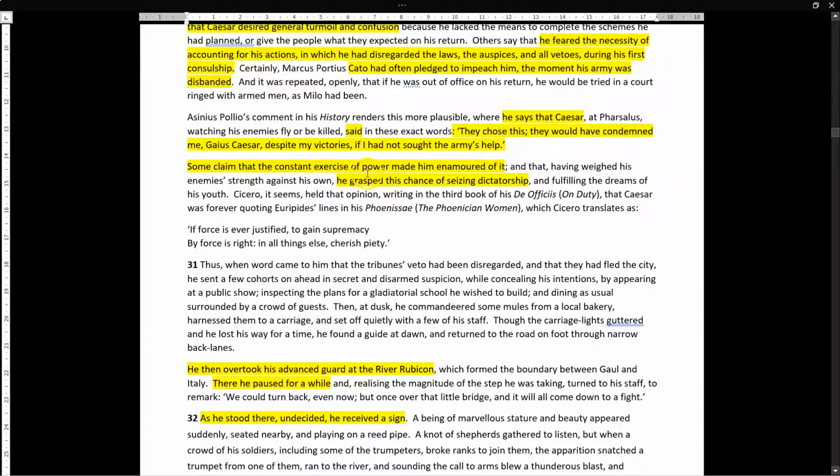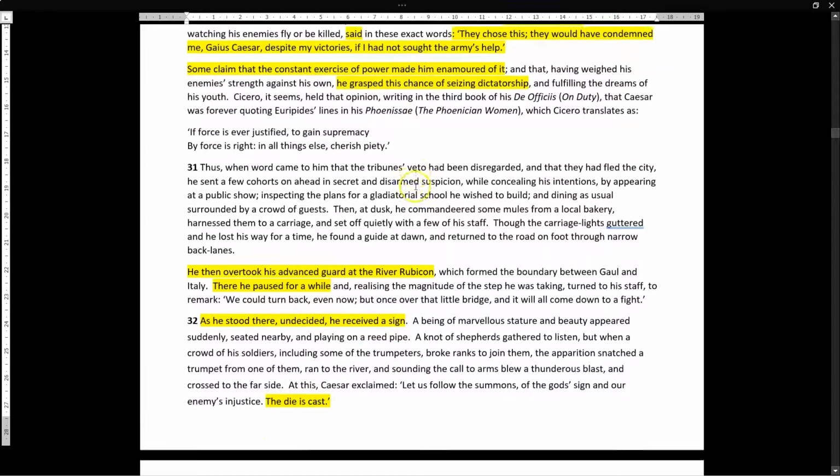Some claim that the constant exercise of power made him enamoured of it, i.e. he just really wants to be really powerful, and he grasps this chance of seizing dictatorship, and that he'd always wanted to do it, according to Suetonius, which I don't agree with at all personally, but you can disagree with me if you want to.